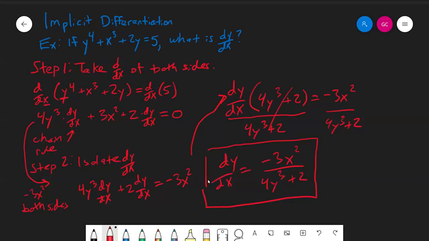Notice that your answer has x's and y's in it, and that's typical. Most answers to implicit differentiation problems will have to be functions both of x and y.